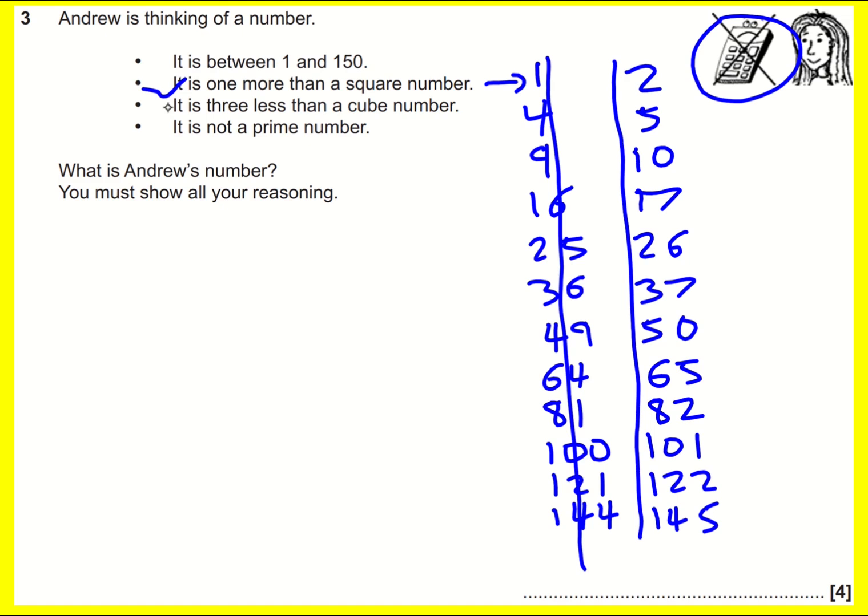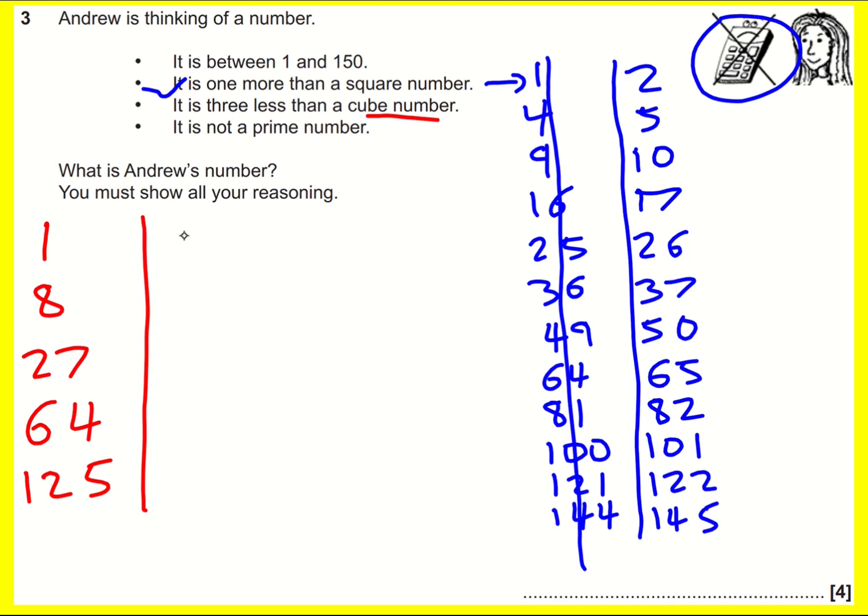Let's do similar for cube numbers now. So 1 cubed is 1 times 1 times 1. 2 cubed is 8. 3 cubed is 27. You might need to show working for this and figure it out by hand. The thing is, this is only a non-calculator question, so they're expecting you to know your cube numbers. Okay, and those are all of them up to 150.